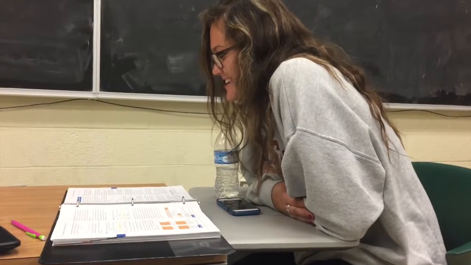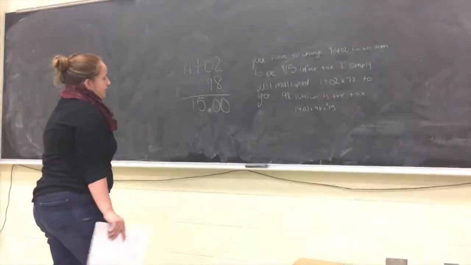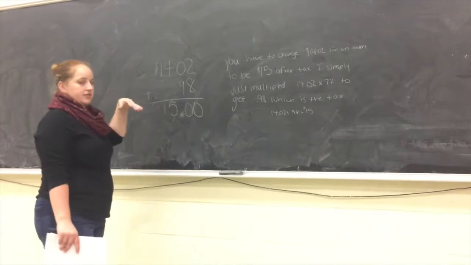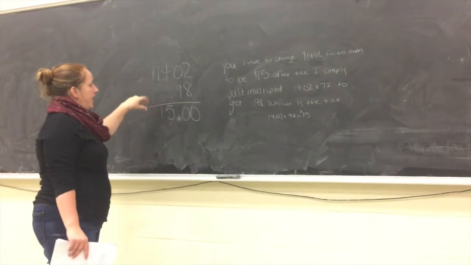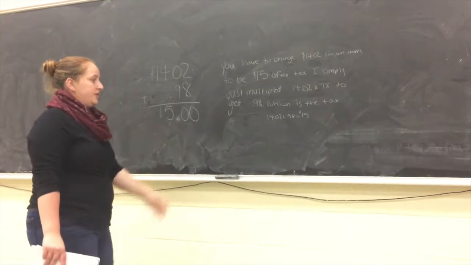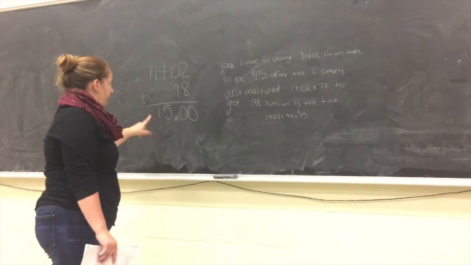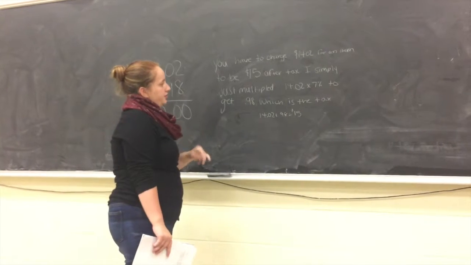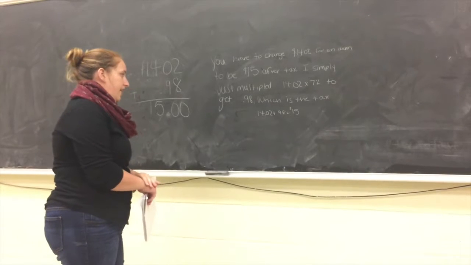If sales taxes are 7%, then how much should you charge for an item if you want the total cost, including tax, to be $15? Explain the reasoning behind your method of calculation. So for this, we kind of just took a guess and check approach, and we started around dollar amounts that were close to $15, and we figured out that 14.02 multiplied by the 7% will give you enough tax to make it equal $15. So you have to charge $14.02 for an item to be $15 after tax.